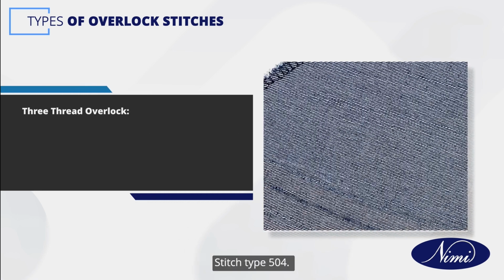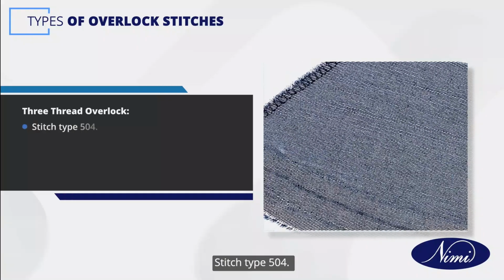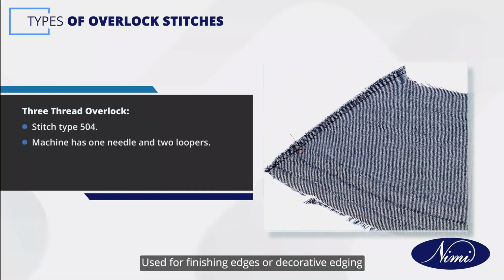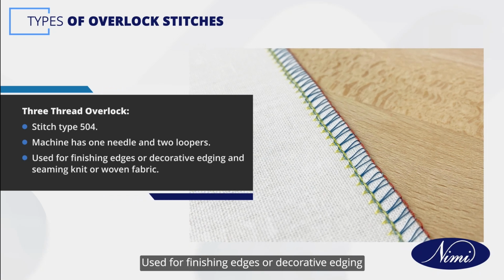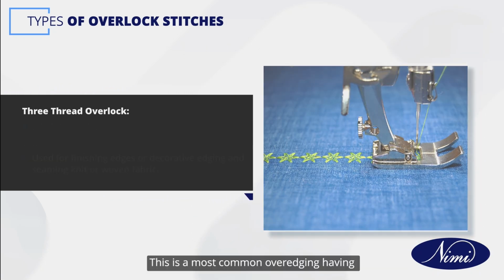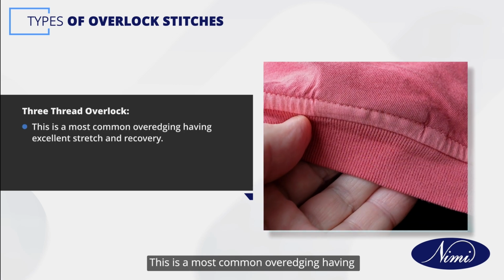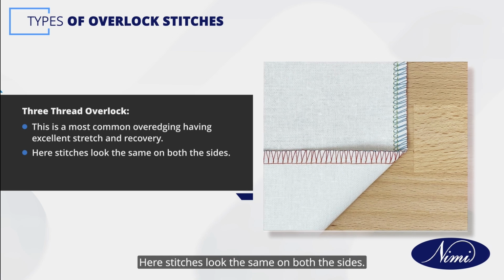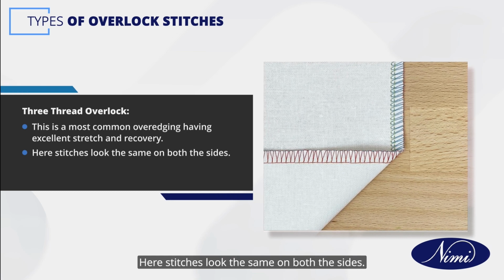3-thread overlock, stitch type 504. Machine has one needle and two loopers. Used for finishing edges or decorative edging and seaming knit or woven fabric. This is the most common over edging having excellent stretch and recovery. Here stitches look the same on both the sides.